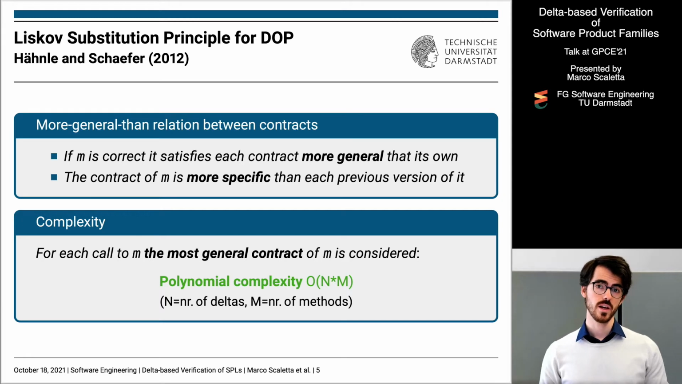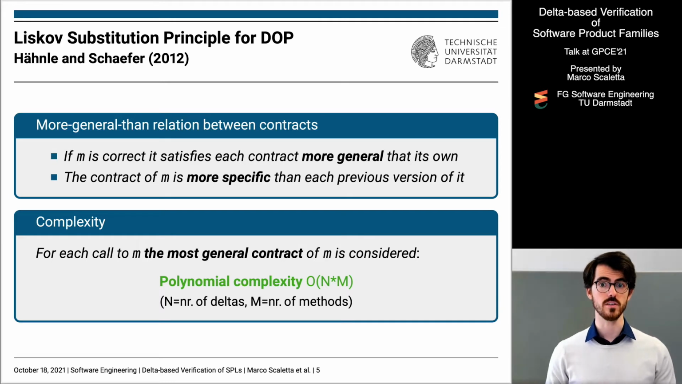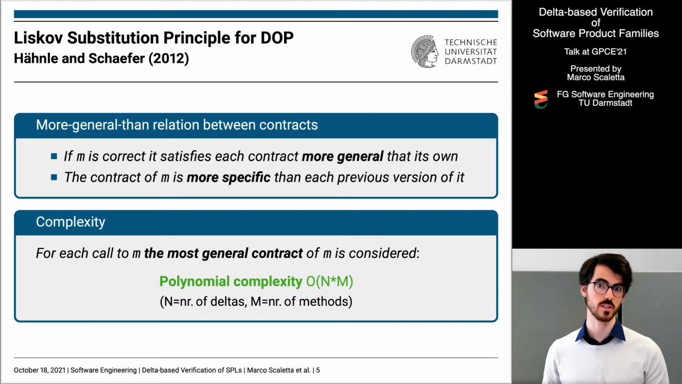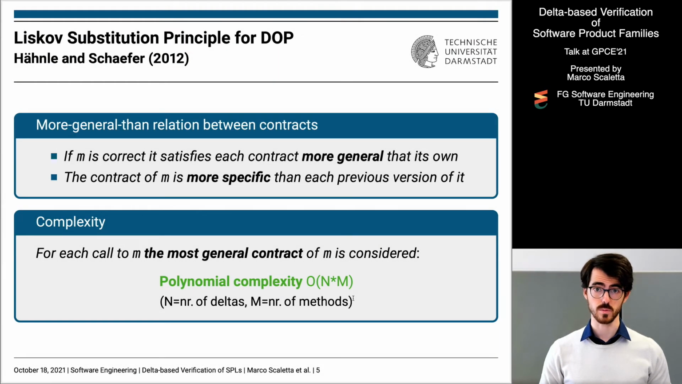In this way, if we enforce an order between contracts, such that each contract of a method is more specific if it's a subsequent version of that method, then we are able to apply the compositional verification, and we are not obliged anymore to generate each variant. This is because when we call a method, we can only consider the most general version of its contract. In this way, the complexity is now polynomial instead of exponential.